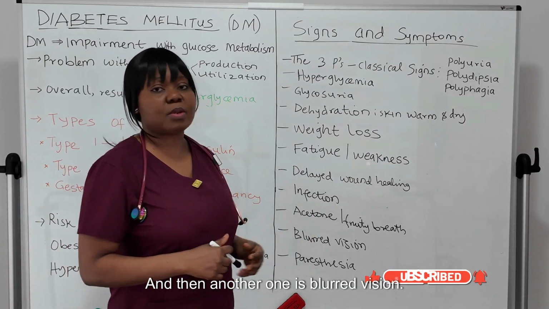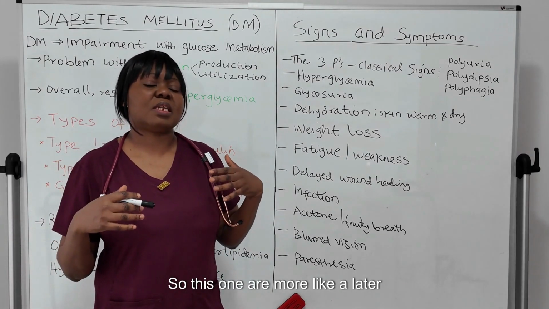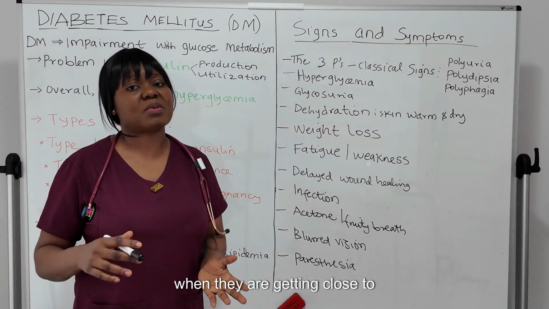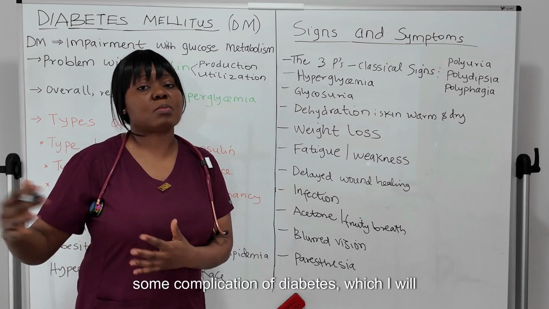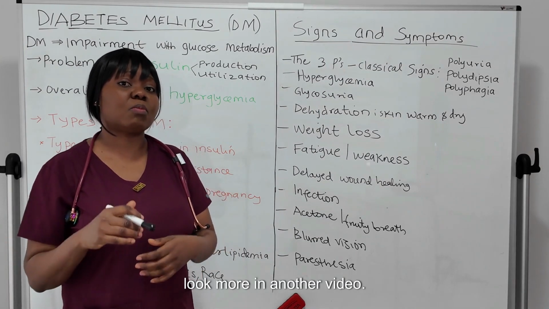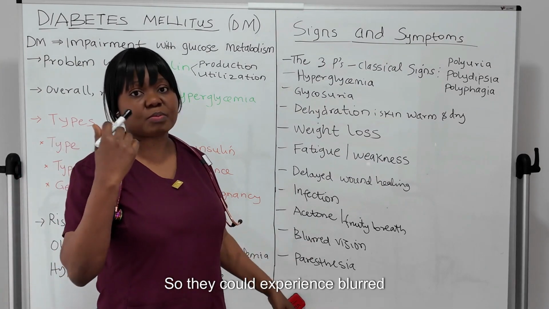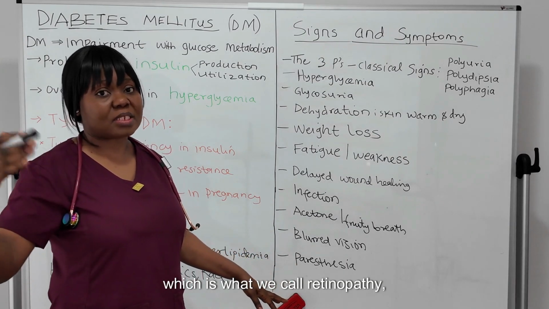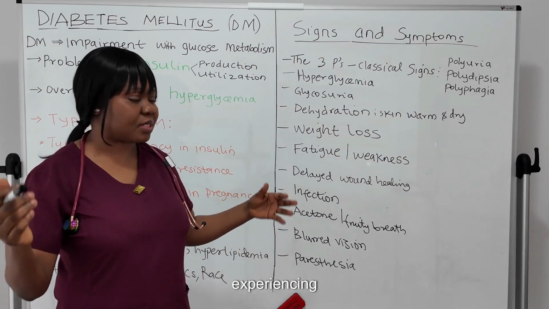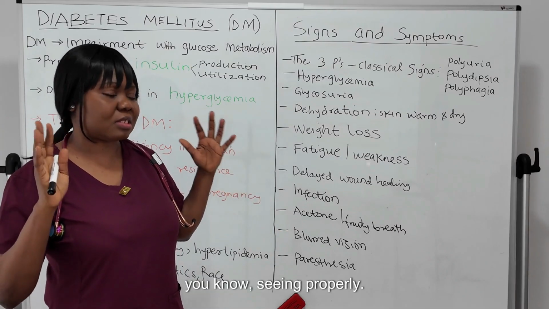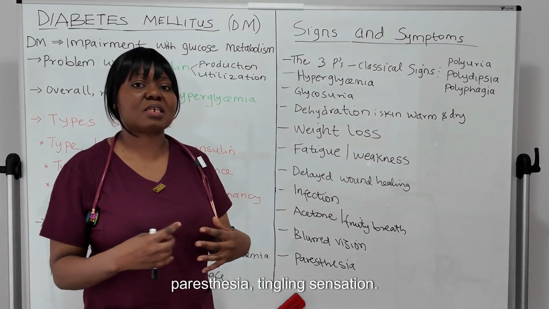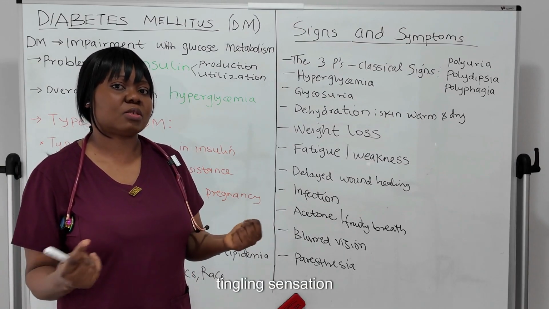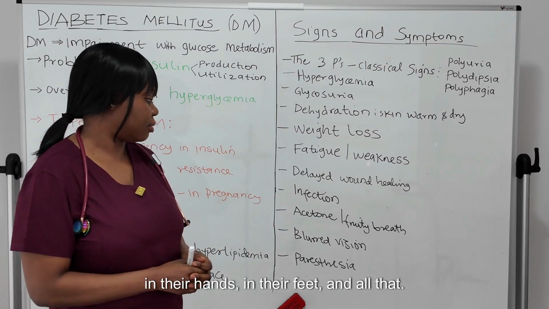And then another one is blurred vision. This one is more like a later problem with diabetes mellitus, especially when they are getting close to some complication of diabetes, which I will look at more in another video. So they could experience blurred vision, which is what we call retinopathy, when they get to that stage where they are having problems seeing properly. Paresthesia, tingling sensation. They experience this tingling sensation in their hands, in their feet, and all that.